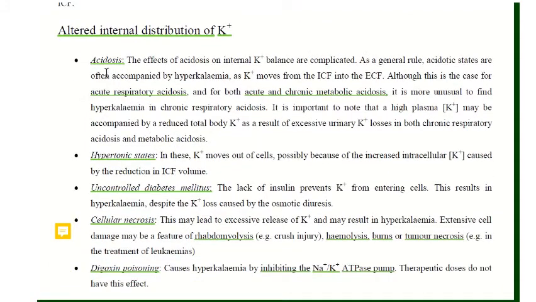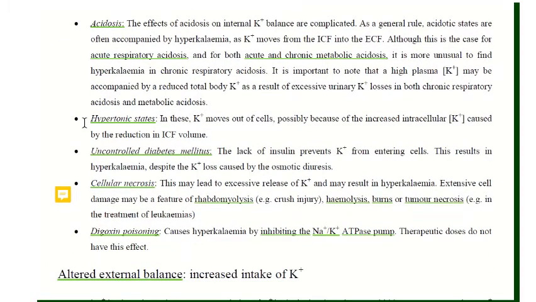هذا بالنسبة لموضوع الأسيدوسيس. أكو حالة الأخرى اللي هي hypertonic states. بهذه الحالات, in these, البوتاسيوم moves out of cells, يتحرك إلى خارج الخلايا, possibly because of the increased intracellular potassium concentration caused by the reduction in the intracellular fluid volume.